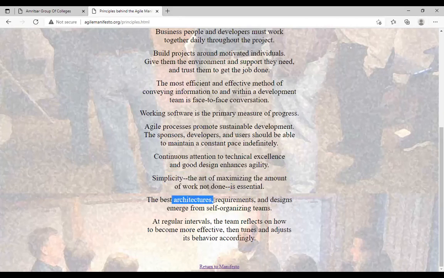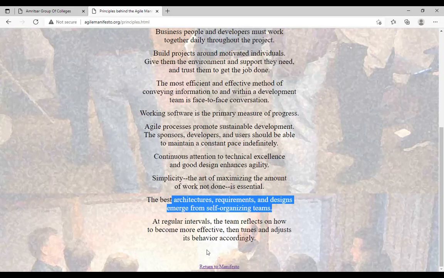Then the best architectures, requirements, and designs emerge from self-organizing teams. That means we are not having different phases, we are working over a single phase. So finding the best person who can handle requirements and design, they can be merged together so that one iteration is completely done and the final product gets launched. At regular intervals, the team reflects on how to become more effective, then tunes and adjusts its behavior accordingly. That means teamwork is very important here.